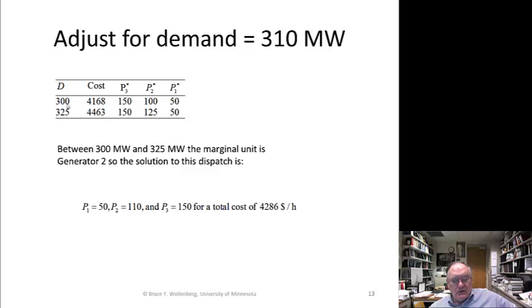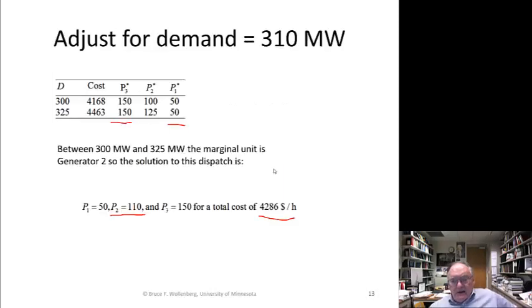So now if I interpolate, I would end up saying that, well, this one will stay at 150, this one will stay at 50. Now if I'm only going to do 310, then the interpolation here is P2 is 110, and there's a cost. So I can actually use this to dispatch the three generators economically without using a lambda search. There's no such concept of matching lambda.